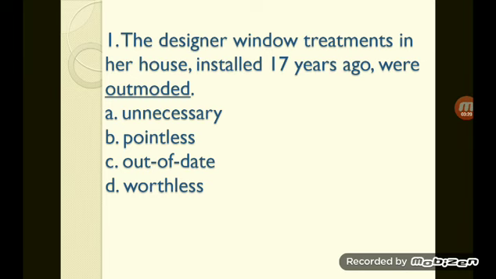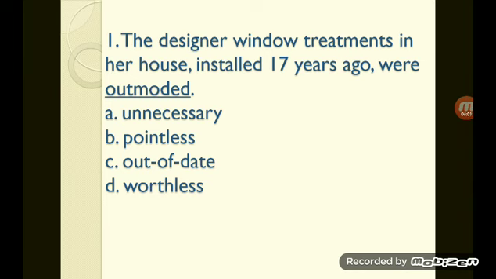In this sentence, there is a word which is underlined, and then there are multiple choices given, and we have to choose the word. So first we are going to work out what could be the meaning based on the hints which are given in the sentence itself. So we are going to use the context clues, and then we are going to see what the correct answer is. Now, the designer window treatments in our house installed 17 years ago were outmoded.